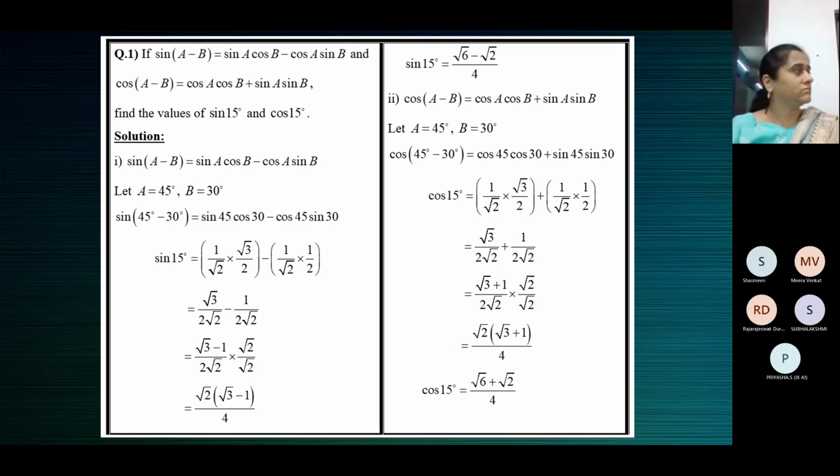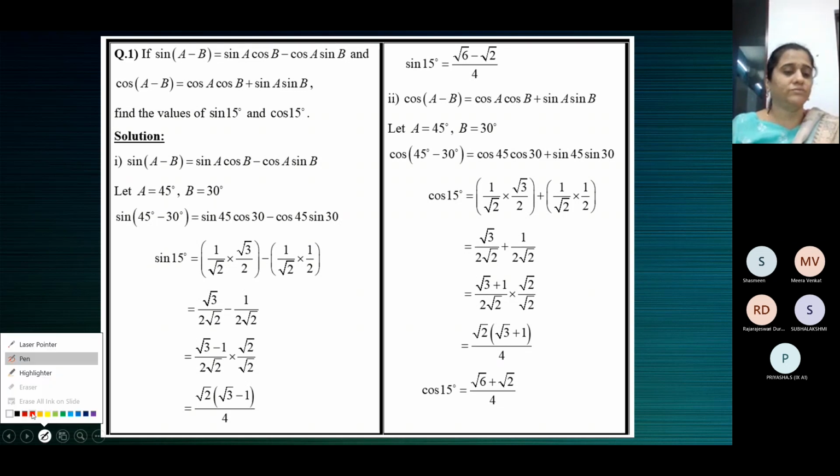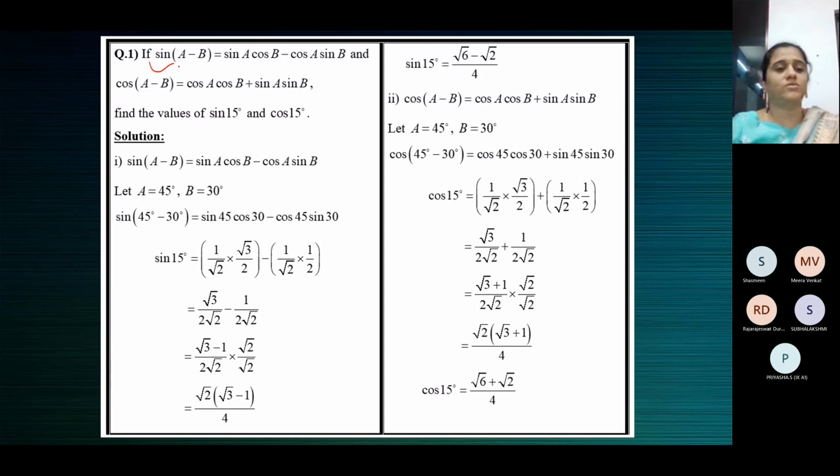All right. So for sine 15 degrees, you should use the sine formula given to you. You must use this one to find the value of sine 15 degrees. And you must use this one to find the value of cos 15 degrees.